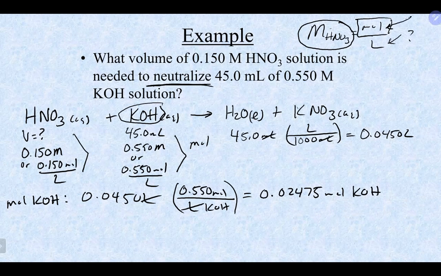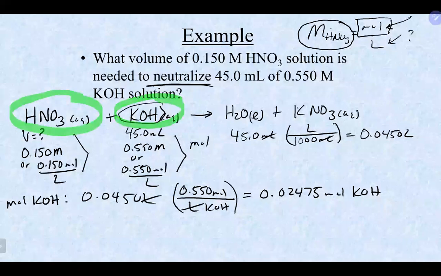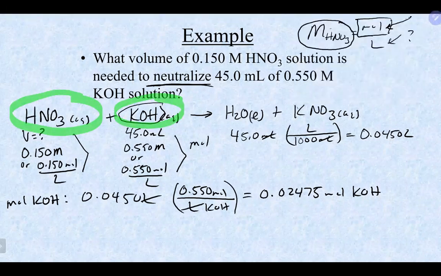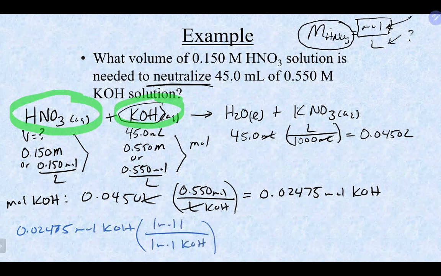Remember that we don't want moles of KOH, but we do need moles of the nitric acid to get us to the volume. So this is where the stoichiometry comes into play. From the balanced equation, we could see for every 1 mole of nitric acid, we get 1 mole of KOH. So again, it won't always be 1-to-1, but that makes it not too bad here. So using our stoichiometry from our equation, moles of KOH. 1 mole of KOH gives us 1 mole of nitric acid. Gives us 0.02475 moles of nitric acid.